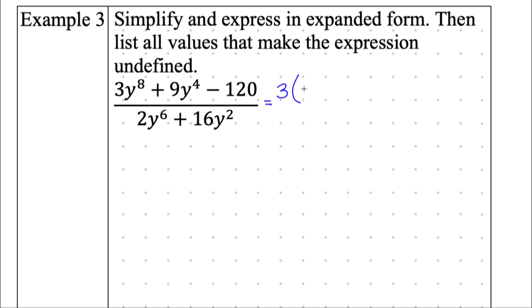When I factor out that 3, I'm left with a y to the power of 8. Ooh, that's big. Plus 3y to the power of 4 minus, okay, 120 divided by 3. It's 12 divided by 3, which is 4. Add the 0 again, so 40. And what about the denominator?